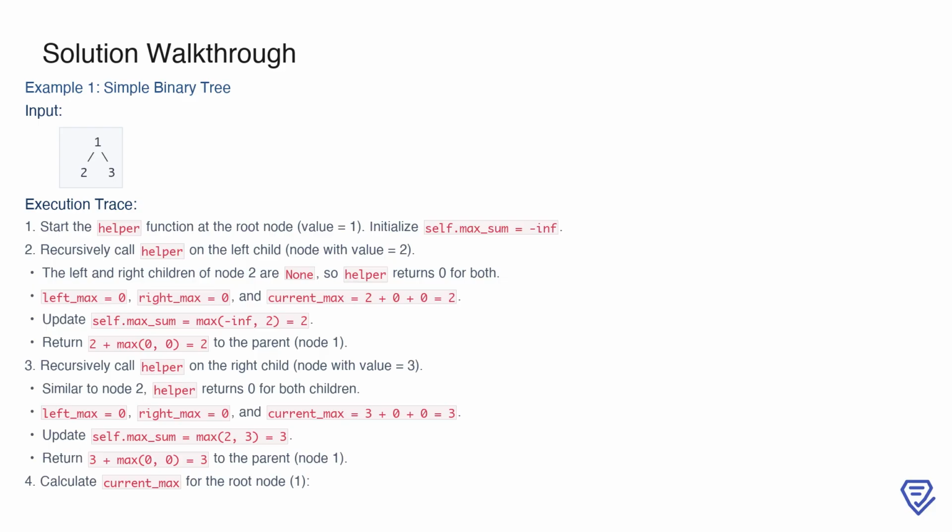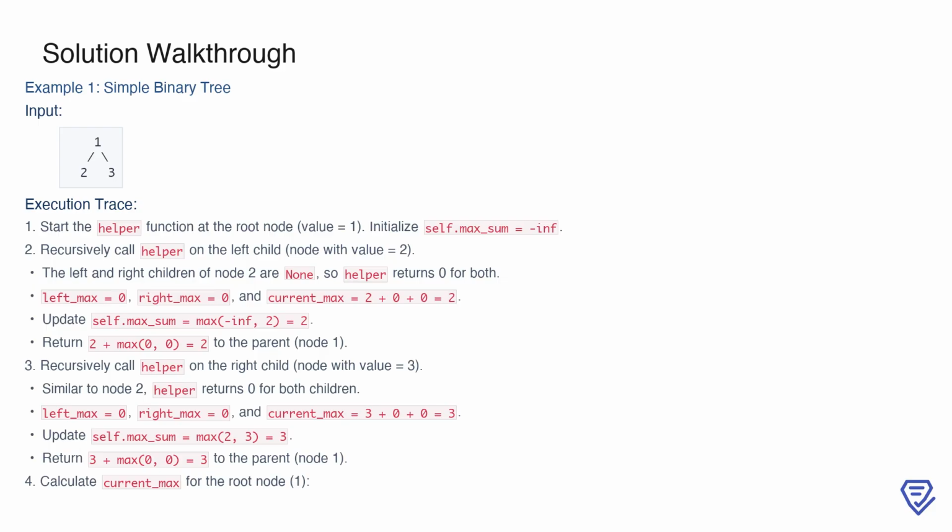The process begins by recursively calling helper on the left child, which is the node with value 2. Since both the left and right children of node 2 are None, the helper function returns 0 for both. Using these values, we calculate the maximum path sum that includes the node with value 2 as current_max equals 2 plus 0 equals 2. At this point, we update self.max_sum to the maximum of its current value and current_max, resulting in self.max_sum equals 2. The function then returns 2 plus max(0) equals 2 to the parent node, which is the root.